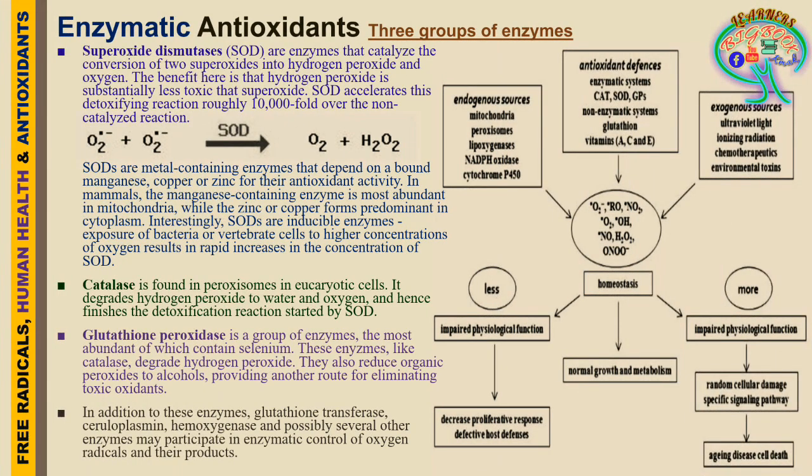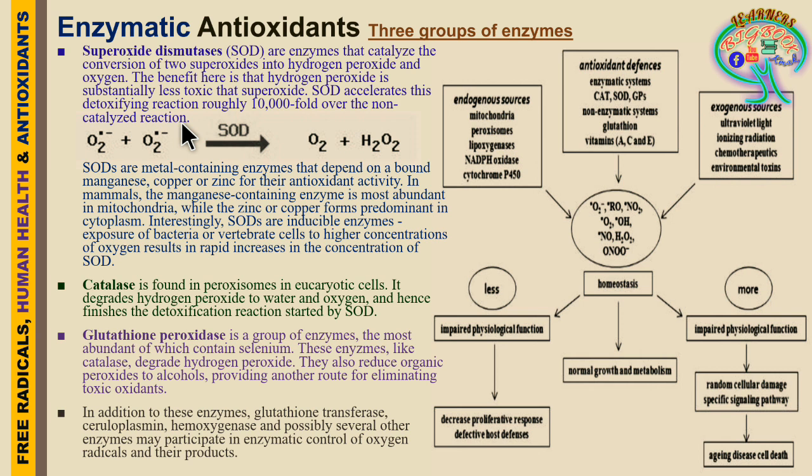Further, coming to the next slide, enzymatic antioxidants. Here you can see the function of superoxide dismutase, catalase, glutathione peroxidase and others. SOD, superoxide dismutase, is the enzyme that catalyzes the conversion of two superoxides into hydrogen peroxide and oxygen. The benefit here is that hydrogen peroxide is substantially less toxic than superoxide. Superoxide dismutase accelerates this detoxifying reaction roughly 10,000 fold over the non-catalyzed reaction.